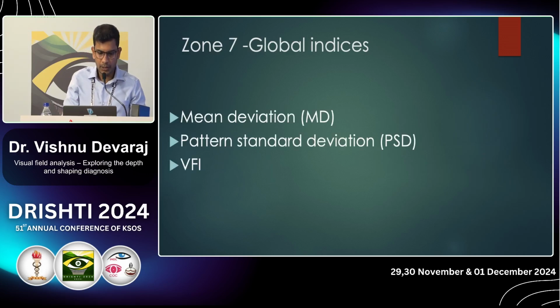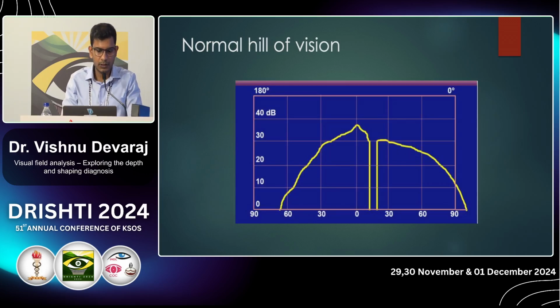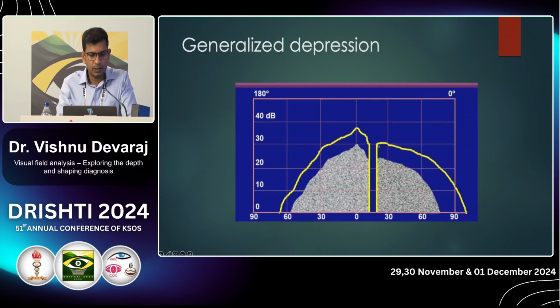Then coming to global indices, mean deviation is actually the total average of the total deviation. It is derived from the total deviation plot. It is the average deviation from the normative data of all the threshold points except that of the blind spot. So it indicates overall deviation of the visual field from the normal. So this is the normal hill of vision with space for the blind spot, and this shows the patient's generalized depression.